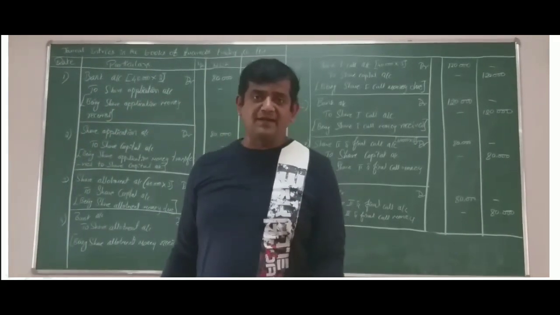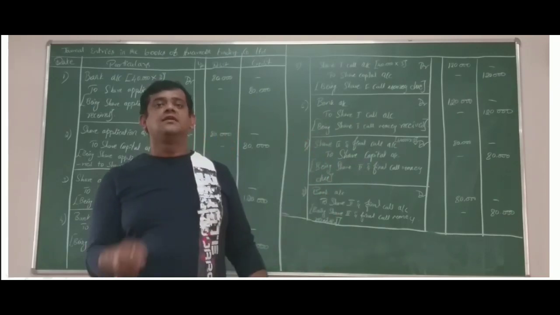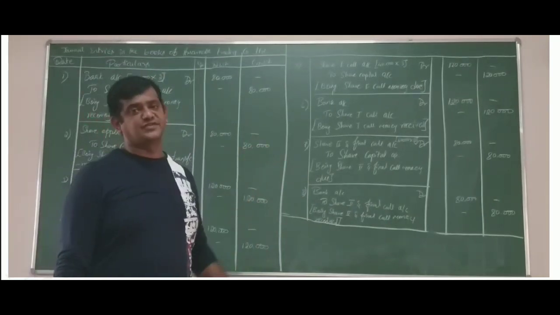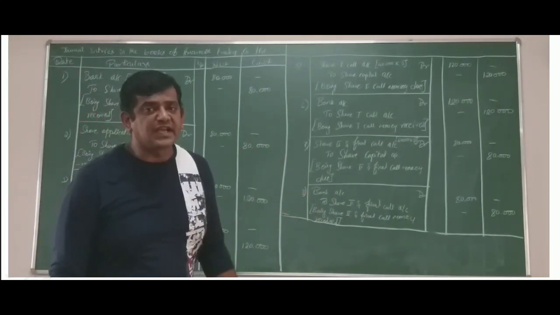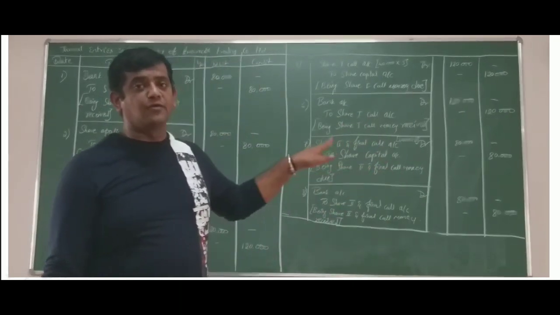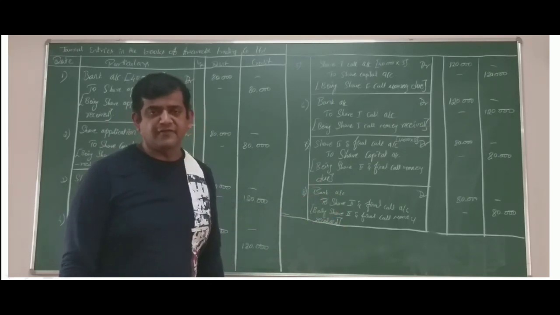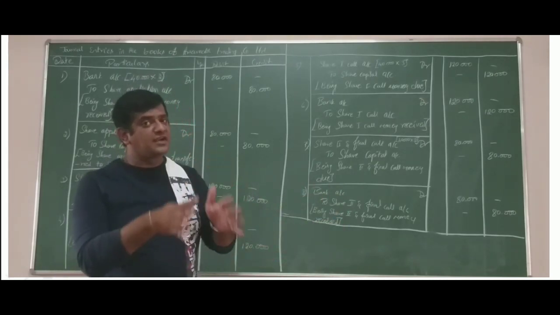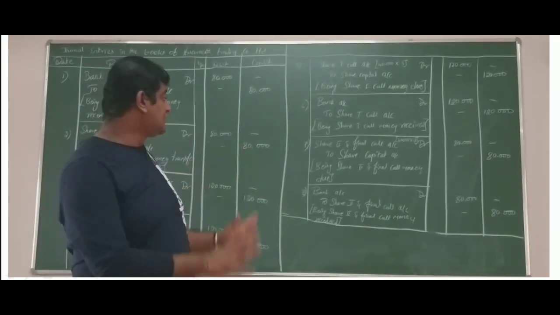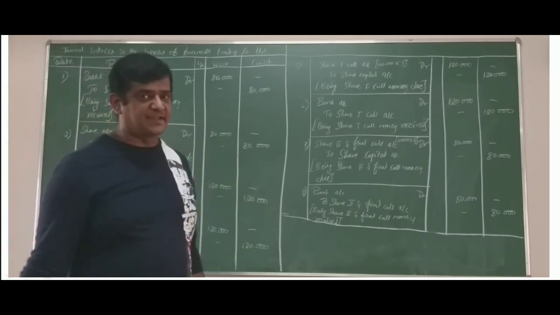Then the first call due entry is share first call account, recorded to share capital account. Then the receipt entry for first call: bank account, recorded to share first call account. Then the due entry for second and final call: share second and final call account, recorded to share capital account. Then the receipt entry for second and final call money is bank account, recorded to share second and final call account. So I believe you have understood this structure. So that is the journal entries of a basic problem.